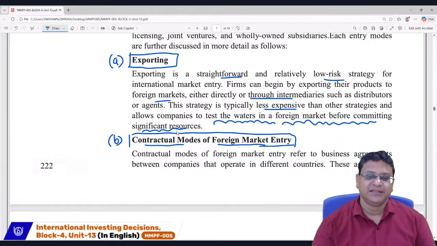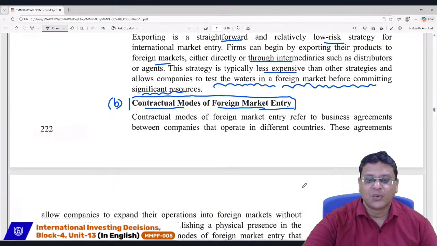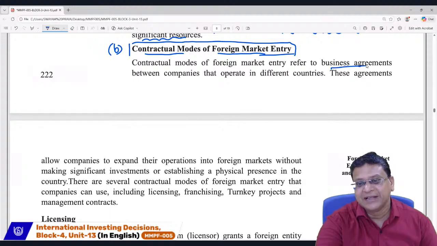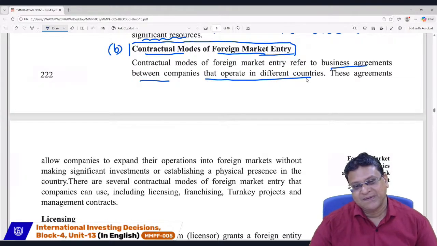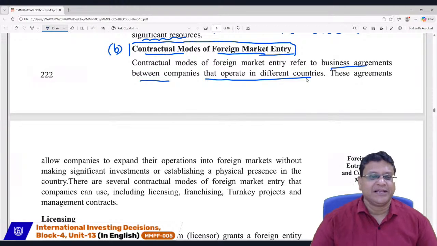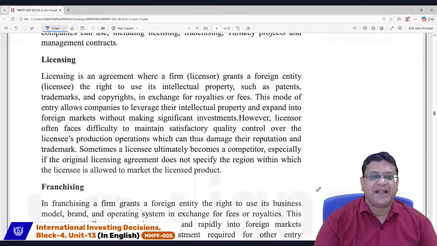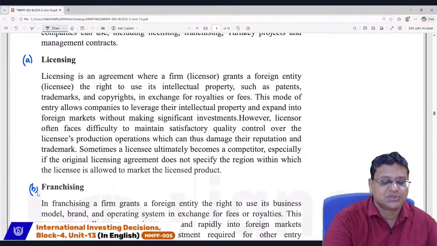Apart from exporting, there are contractual entry modes. What are contractual entry modes? A contractual mode of foreign market entry refers to a business agreement between companies that operate in different countries. So by making some agreements, you can enter into foreign markets and make money there. Out of these contractual entry modes, the most important methods are licensing and franchising. We'll discuss what is licensing, what is franchising, and other modes.